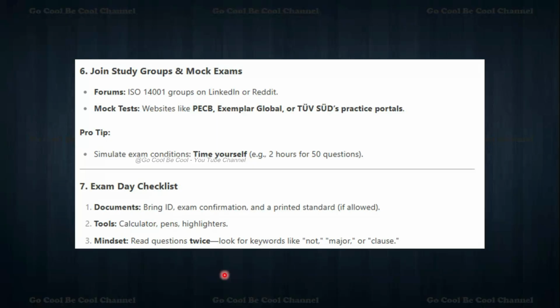So groups on LinkedIn or maybe Reddit, mock test websites like PECB, Exemplar Global, TV, so many varieties of exercises we have. These are all just for your reference, my dear friends.